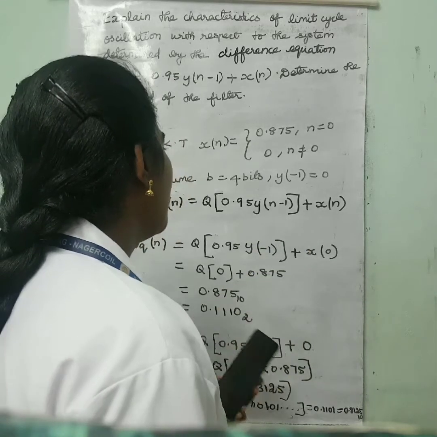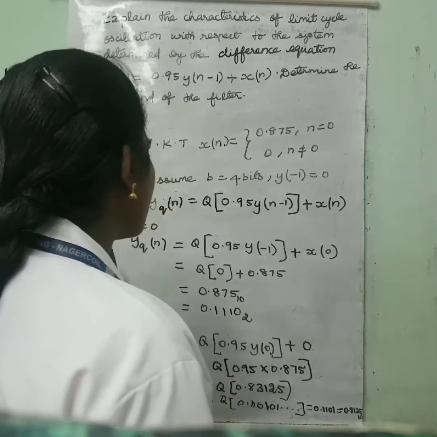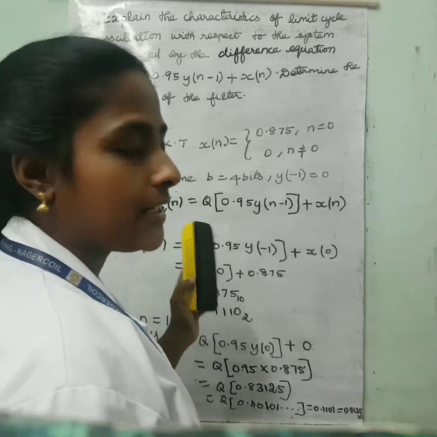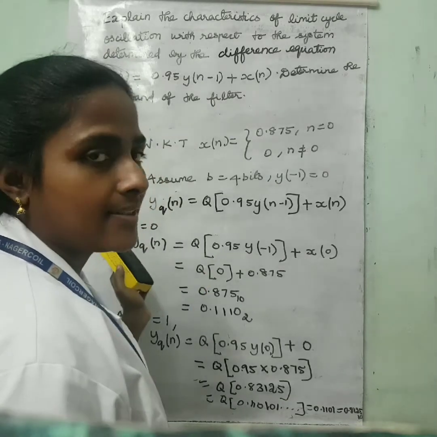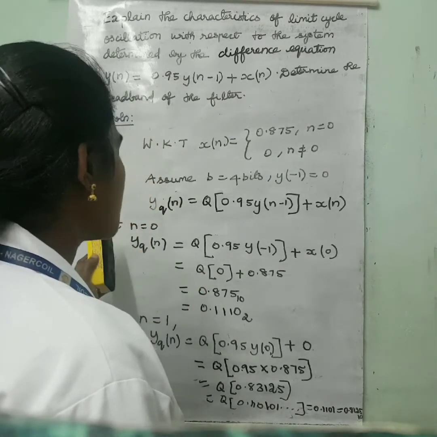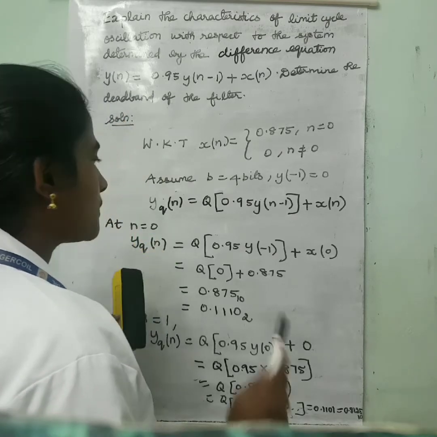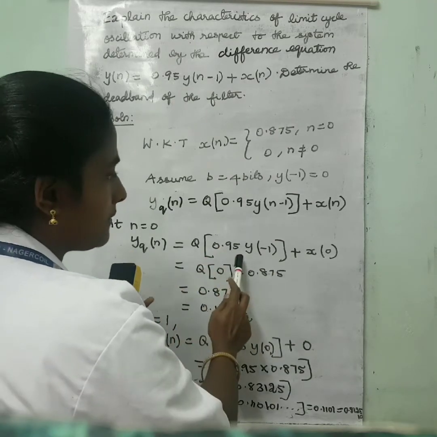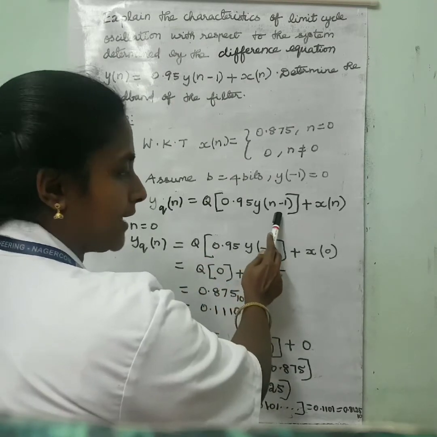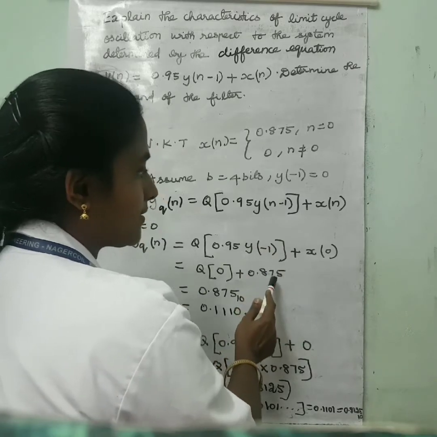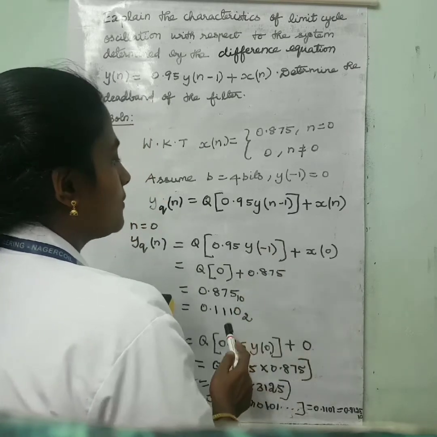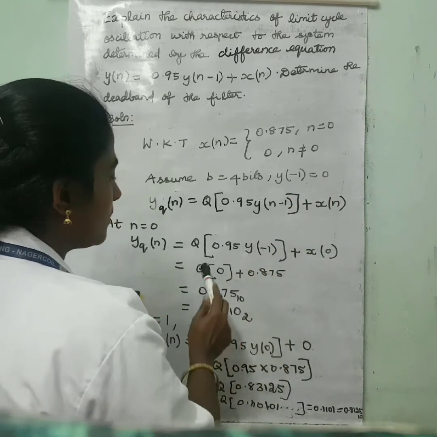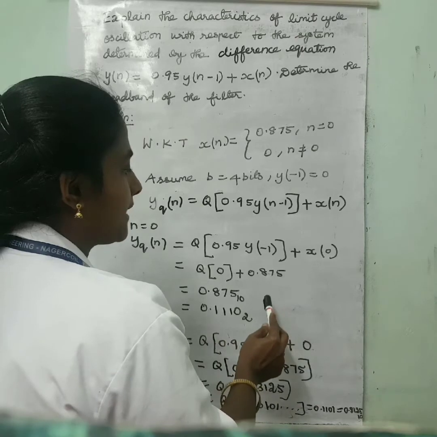This is the formula. Now we have to substitute the values for n equal to 0, n equal to 1, n equal to 2, n equal to 3. Okay. First, at n is equal to 0, we have to substitute. So yq of n is equal to q of 0.95 into y of minus 1 plus x of 0. So y of minus 1 is 0, so this term becomes 0. So q of 0 plus 0.875.